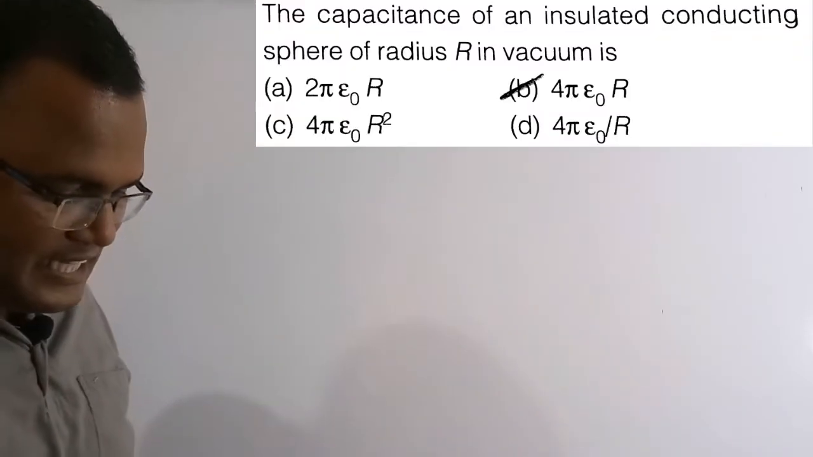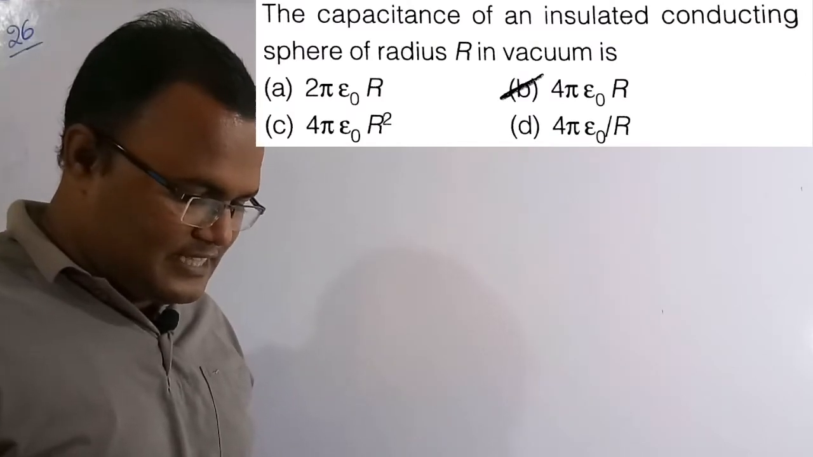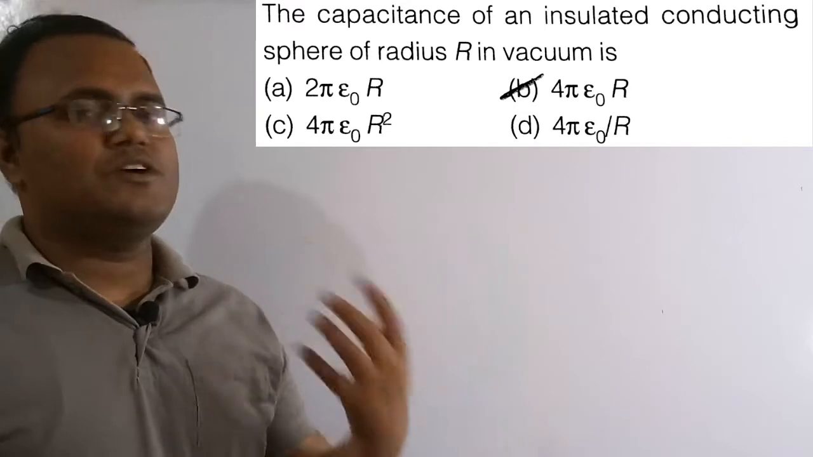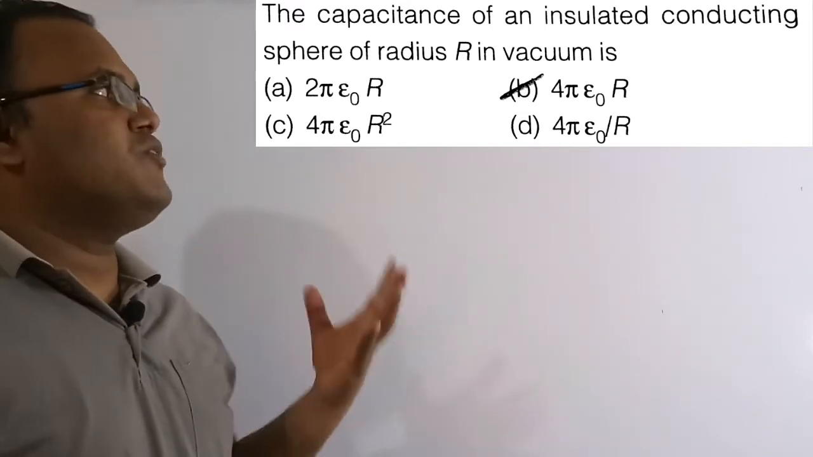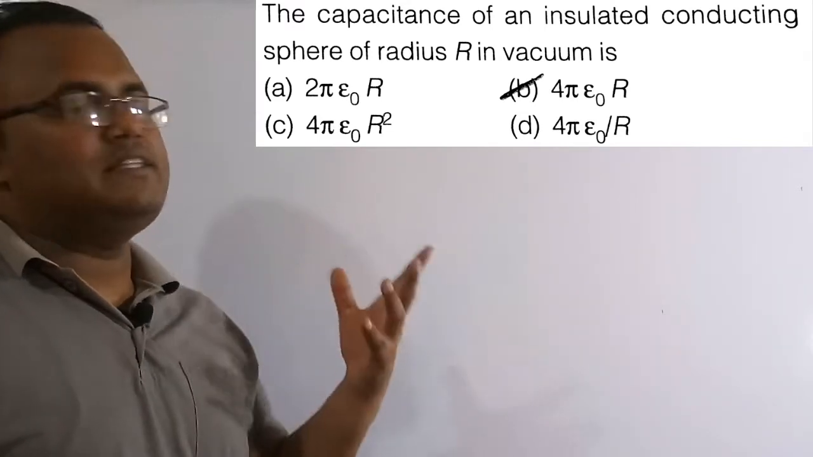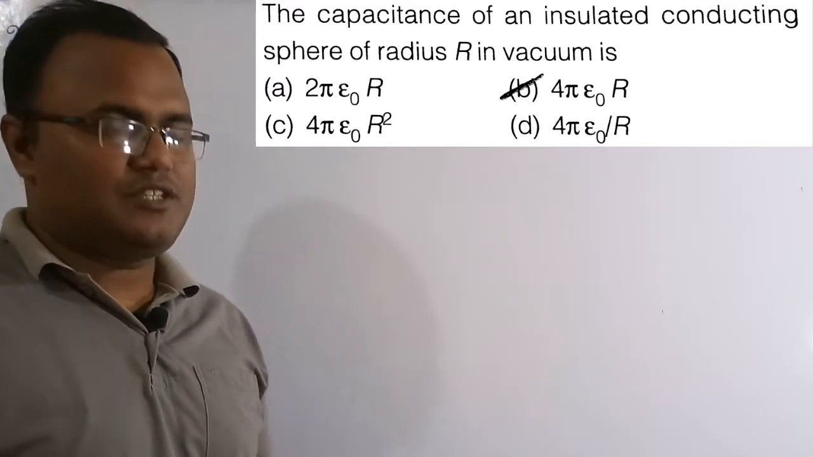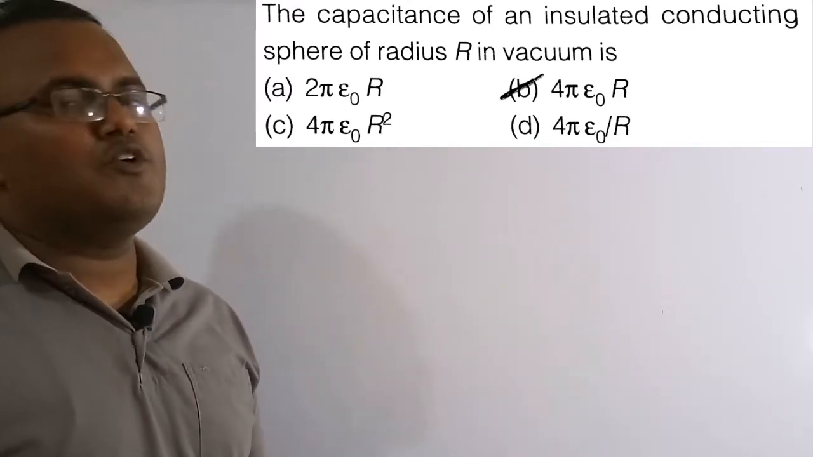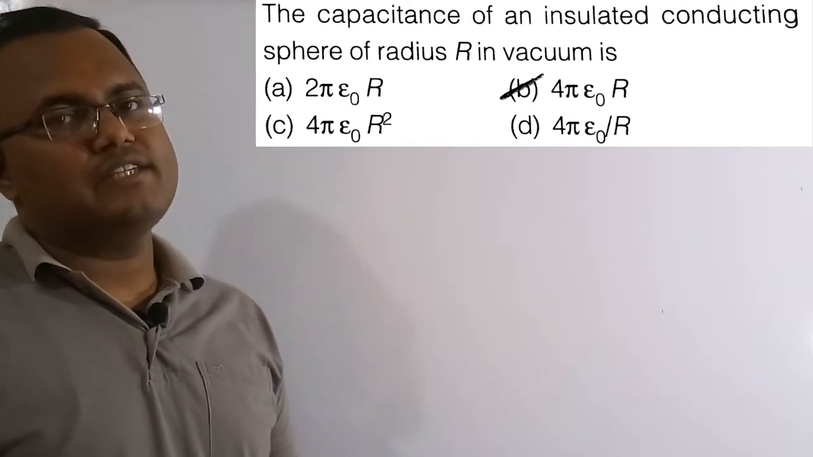Now we are going to solve the 26th question. See the question here: the capacitance of an insulated conducting sphere of radius r in vacuum is. So here there is a sphere of radius r in a vacuum, and we need to figure out the expression for the capacitance offered by this sphere. Out of these four options, option B, 4 pi epsilon naught r, is the correct solution.